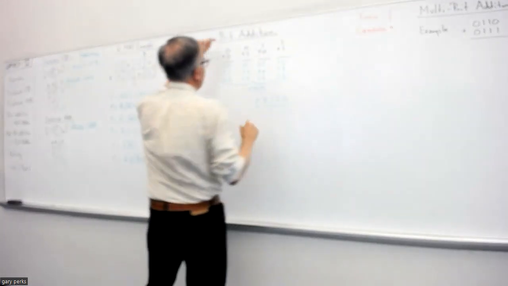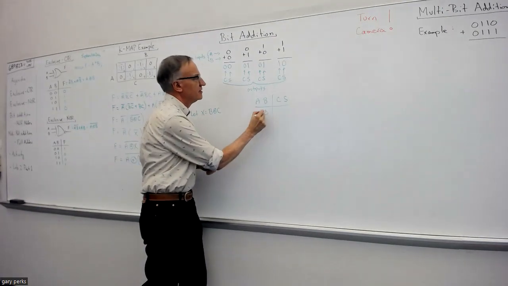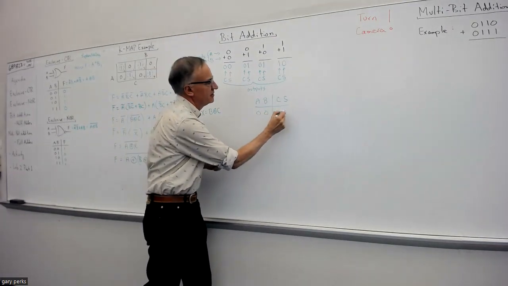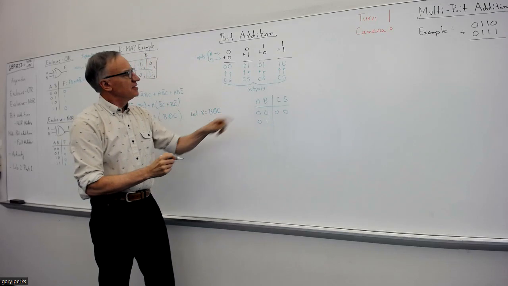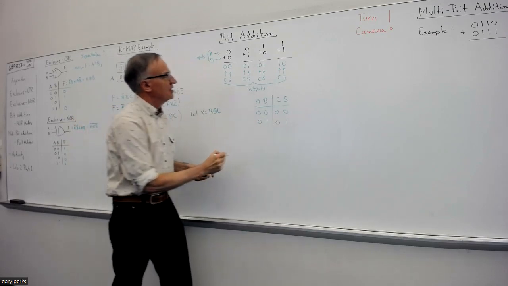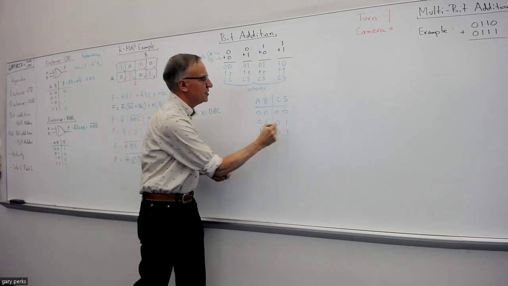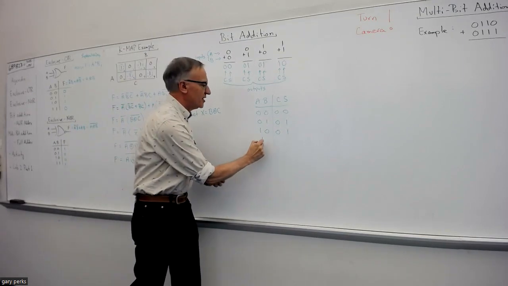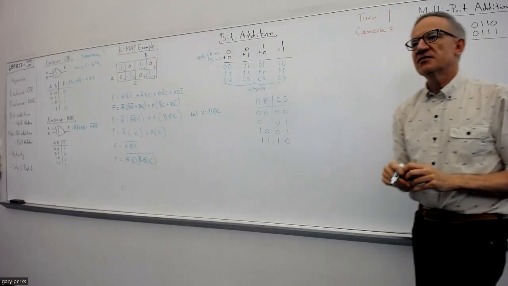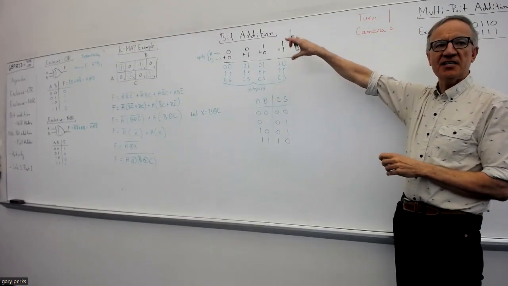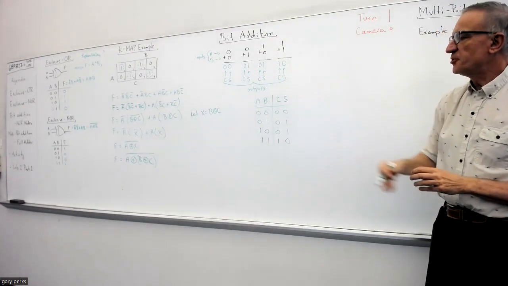Okay, so now I'm just going to take each rule and put it into the truth table. So when A and B are both 0, C and S are both 0. When A is 0 and B is 1, C is 0, S is 1. When A is 1 and B is 0, C is 0 and S is 1. And when both A and B are 1, C is 1, S is 0. I just took these rules, gave each row and each result to the variable, and put them into the truth table.